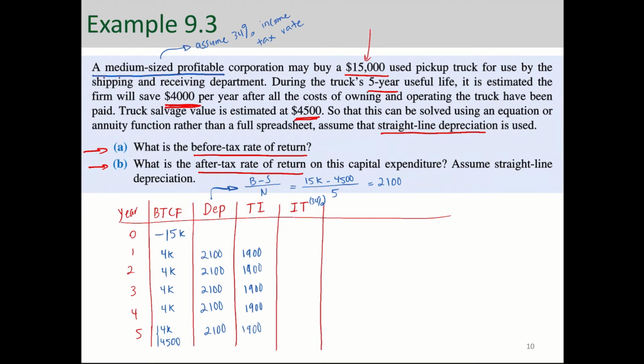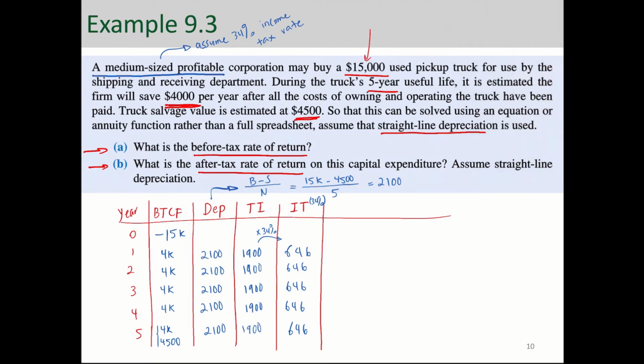34% of $1,900 will be the amount of tax that they need to pay. So 34% times 1,900 is 646. You can do the math. Now at this point, we know the amount of tax that they need to pay. If we subtract the tax from the before tax cash flow, we get to the after tax cash flow.